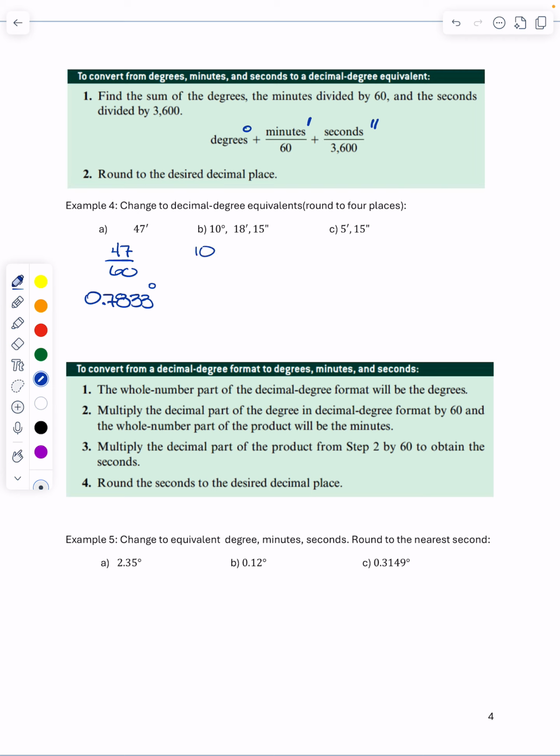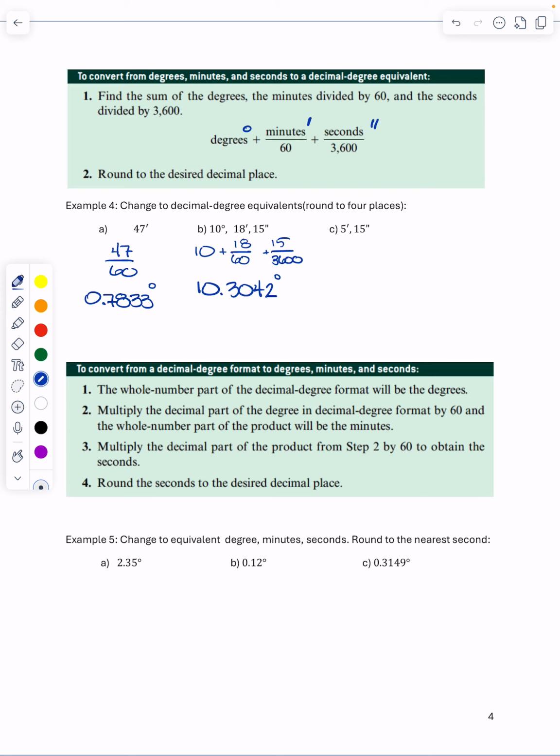So for B, I've got 10 degrees plus 18 over 60 minutes, plus we divide 15 by another 60. That gives us 3,600. So divided by 60 divided by 60 is the same as divided by 3,600. Here we get 10.30416. So to 4 places, we're going to go 3042.